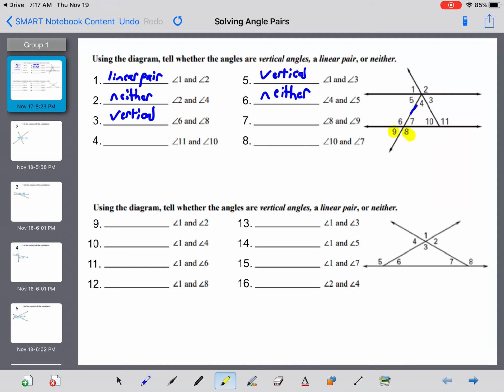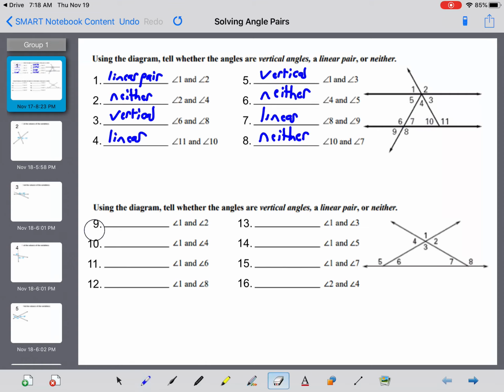Angle 8 and angle 9. Angle 8 and angle 9 create a linear pair. Angle 11 and angle 10, again, creating that linear pair. And last we have angle 10 and angle 7. Well, these are both interior. We didn't learn about these yet. They're consecutive angles. For right now, we're going to say neither.